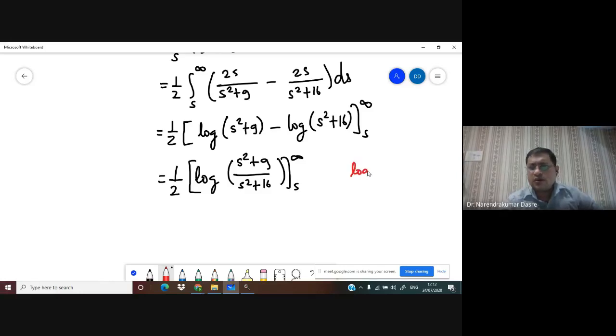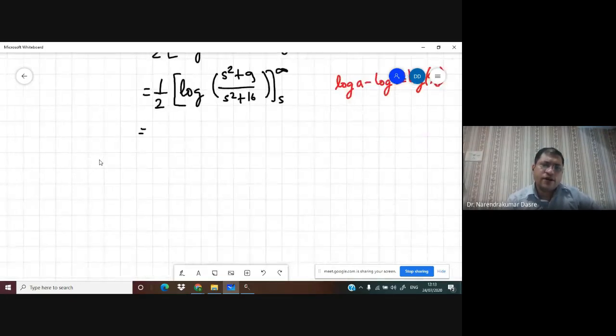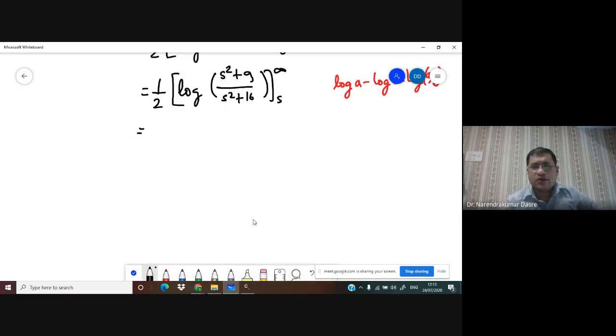As we know, log of a minus log of b is equal to log of a by b. Okay. So using this property, we are able to get this. Now, what we have seen is that limit s tends to infinity s square plus 9 upon s square plus 16 is going to be 1. Okay. And hence, this is going to be half of.